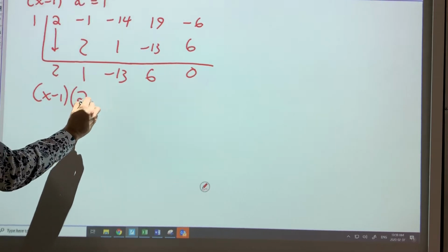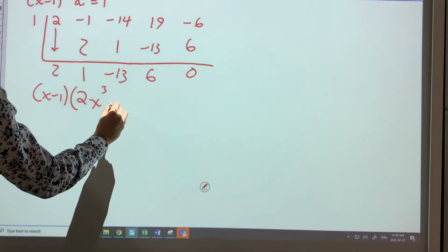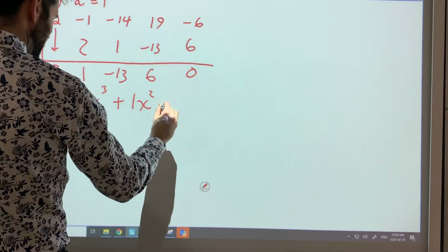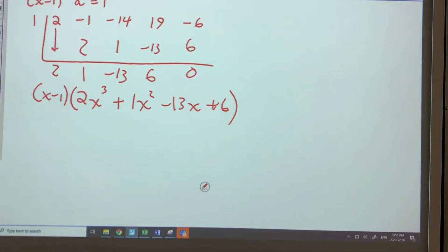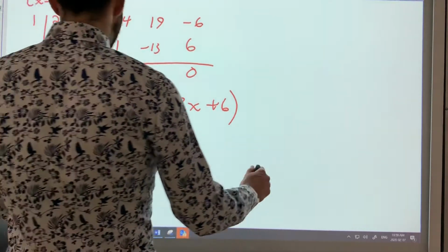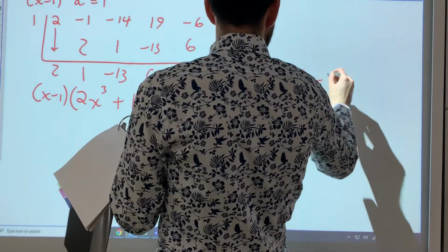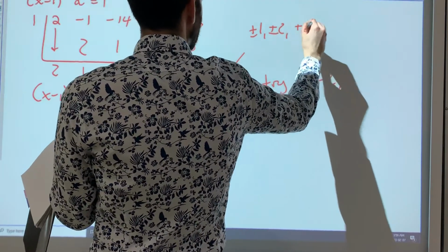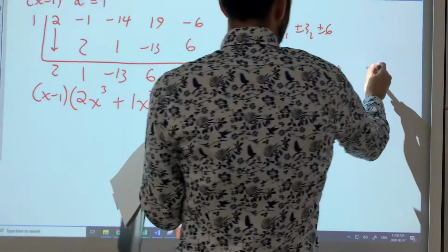Starting here, what's going to be the degree on the x? 2x to the 3, and then 1x squared, and then negative 13x plus 6. You'd have to do the whole process again. Let's try x minus 2. Right, so you're looking at the 6 and you're saying, well, plus or minus 1, plus or minus 2, plus or minus 3. One of those would work. Let's try x minus 2. So that would mean a is 2.